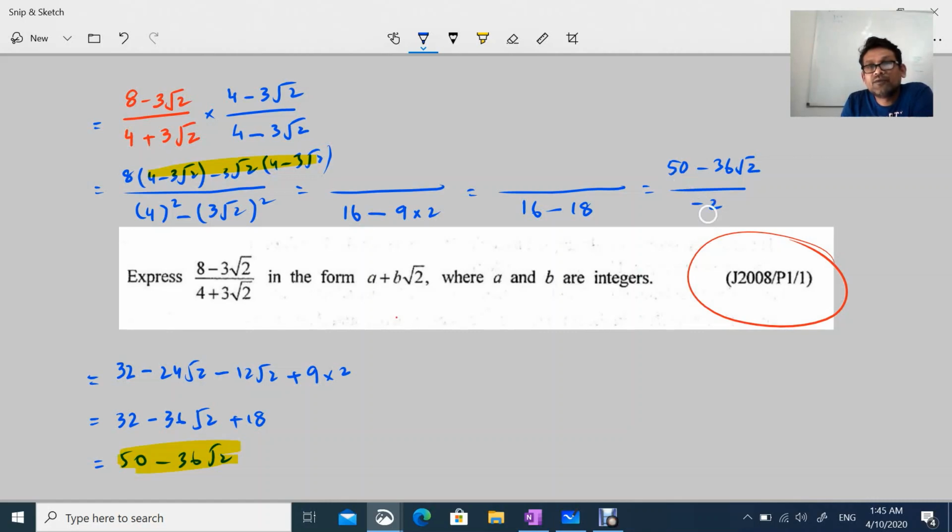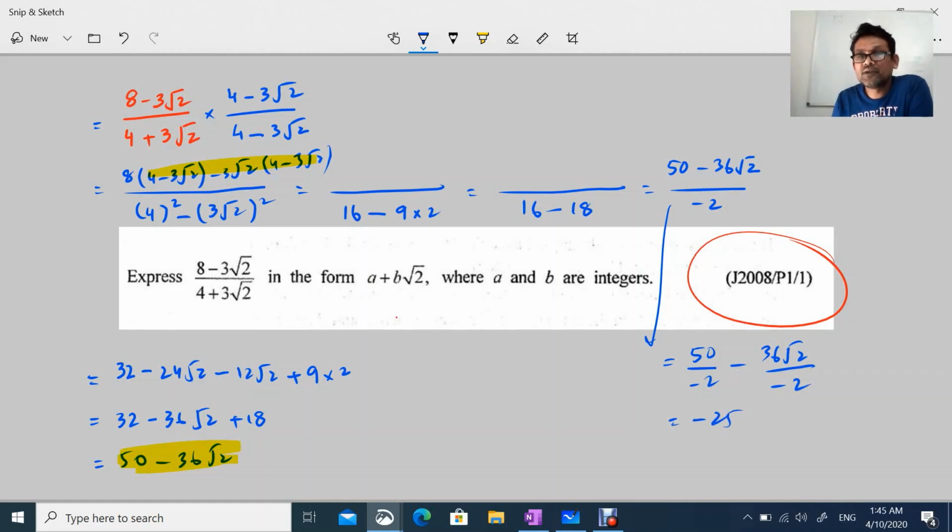This denominator will divide with both the numbers, so what can we write? I am solving here. 50 divided by minus 2 and minus 36 divided by this minus 2. So the final answer is minus 25, and this minus is plus. 36 divided by 2 is 18 under root 2. So it means where A and B are the integers, A is minus 25, you can see here, and under root 2, B is 18. This is the way you can get the answer.